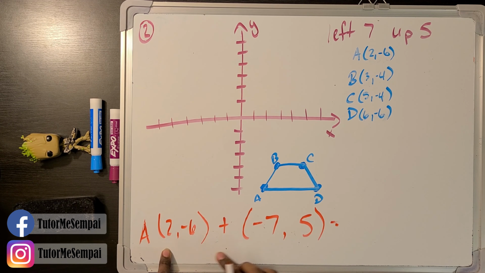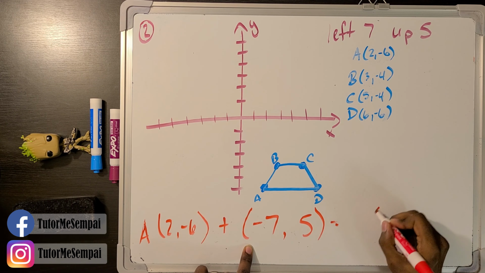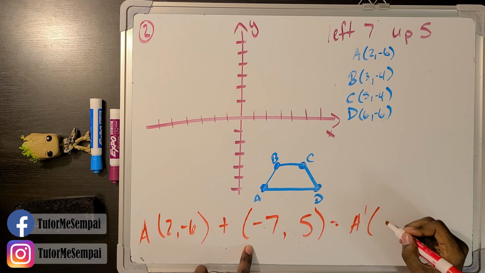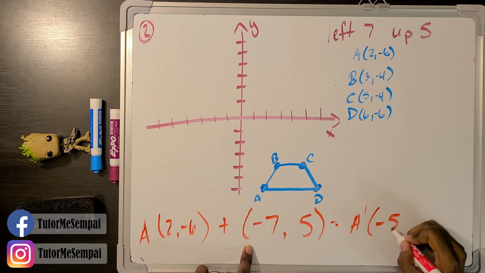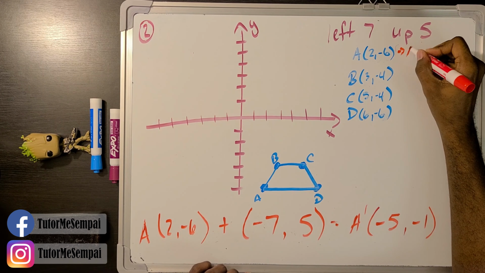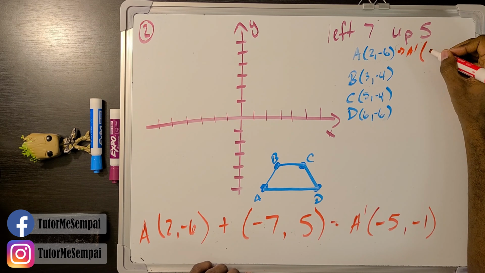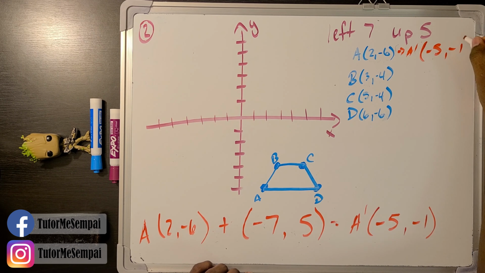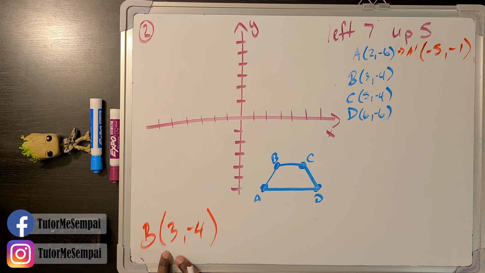So what is the result? 2 minus 7 gives us an A prime of negative 5. And negative 6 plus 5 gives us a negative 1. So we know that A prime is going to be negative 5, negative 1. B is going to start at 3, negative 4.